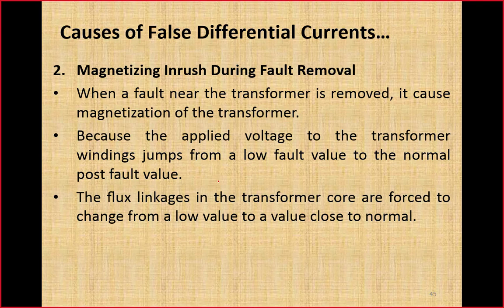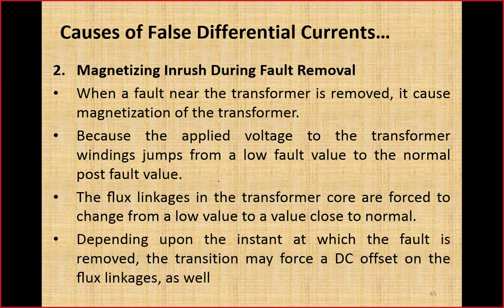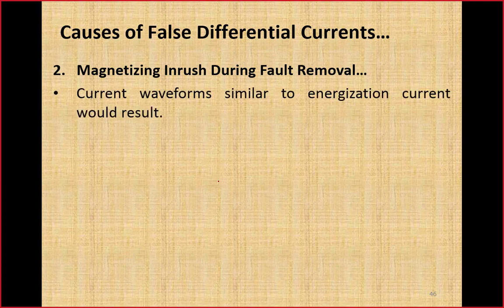So the flux linkages in the transformer core are forced to change from a low value to a value close to normal, depending upon the instant on the voltage waveform at which the fault has been cleared by the protection scheme. The DC offset will be present in that flux linkage. So a current waveform similar to the energization current would result. It means the transformer will again draw an inrush current due to the fault removal.